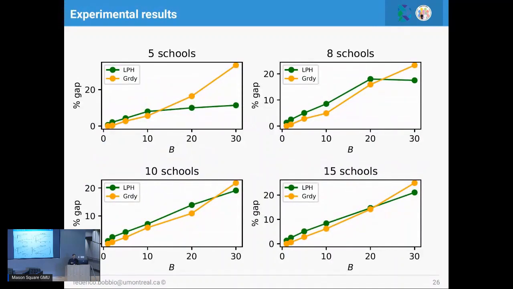So these are the results. On the x-axis, again, we have the capacities that augment. And on the y-axis, we have the percentage gap. The greedy approach performed better with smaller amounts of capacities, while the LP-based one manages to have a more steady performance.